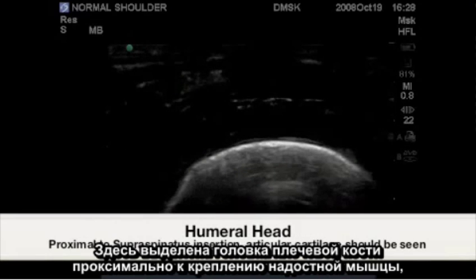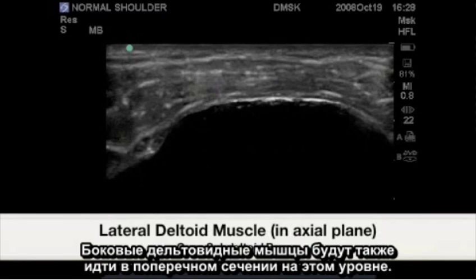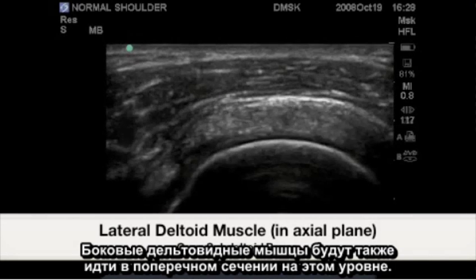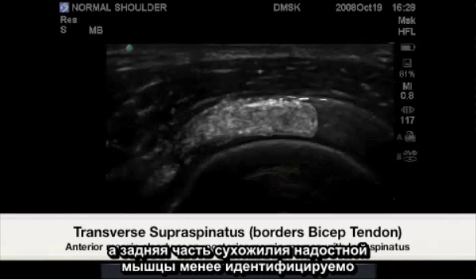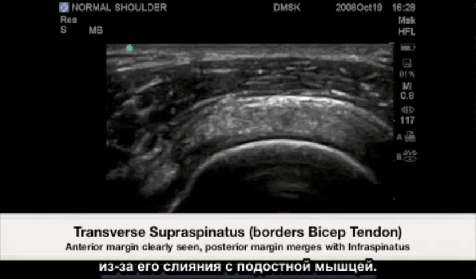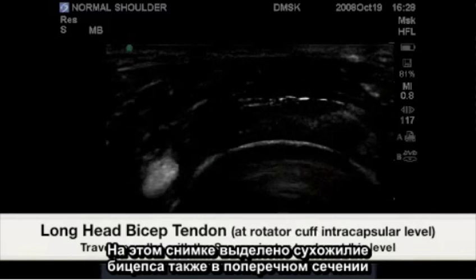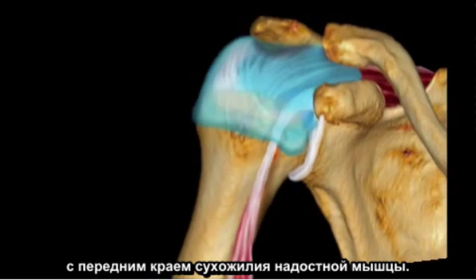Highlighted here is the humeral head proximal to the supraspinatus insertion. The black rim is the articular cartilage. The lateral deltoid muscle will run in cross-section as well at this level. The anterior supraspinatus tendon is well visualized while the posterior supraspinatus tendon is less identifiable due to its merger with the infraspinatus. Highlighted in this image is the bicep tendon also in cross-section with the supraspinatus tendon's anterior margin.